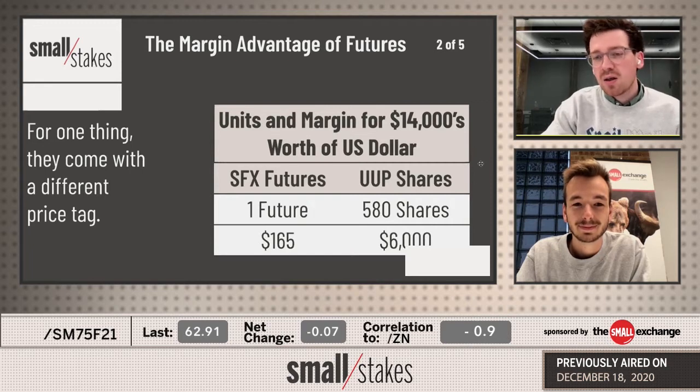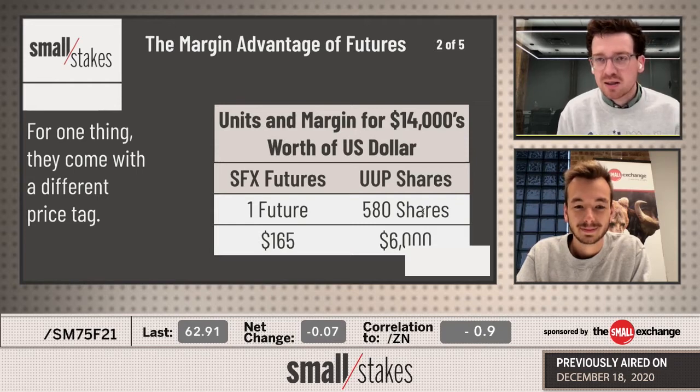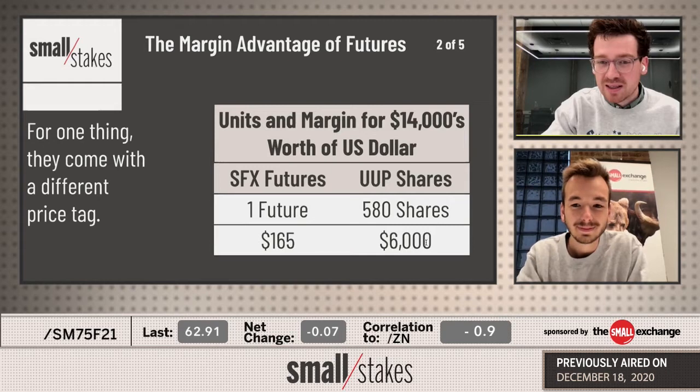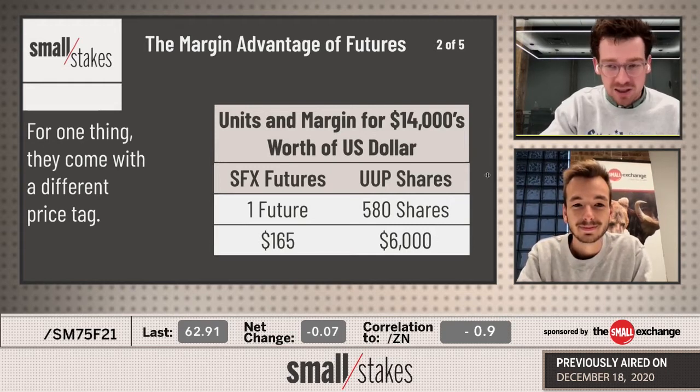And that you don't care so much about, right? Because here in 2020, you've got so much flexibility as a retail trader that the amount of shares that you trade doesn't necessarily translate to more fees or anything like that. But the real price tag that we're looking at today is not fees, but it's this margin. And this is stark in its contrast, Michael. $165 to trade 14 grand worth of US dollar in futures. In shares of the ETF, $6,000. Like, oh my gosh, that's a huge amount there, Michael.